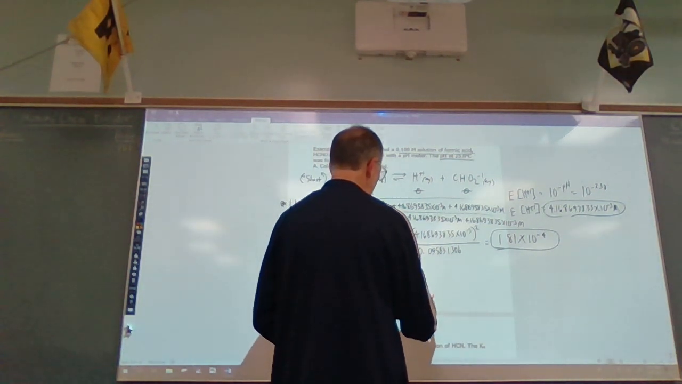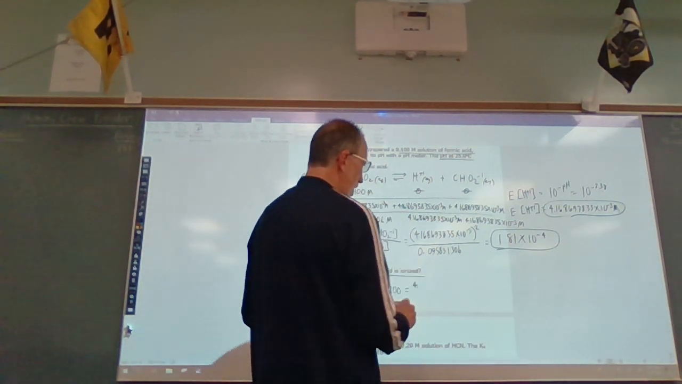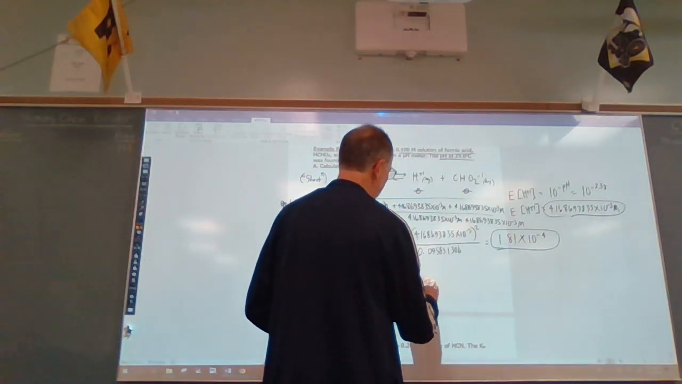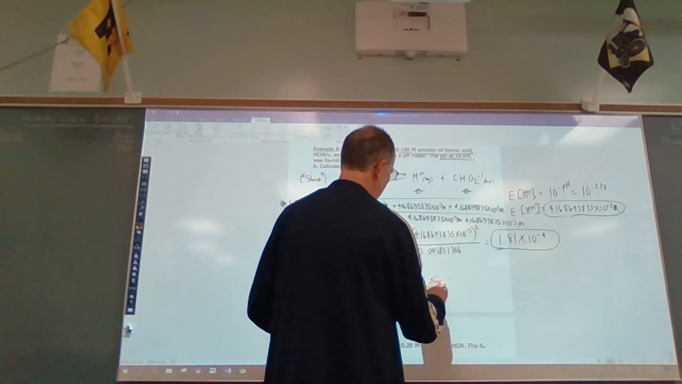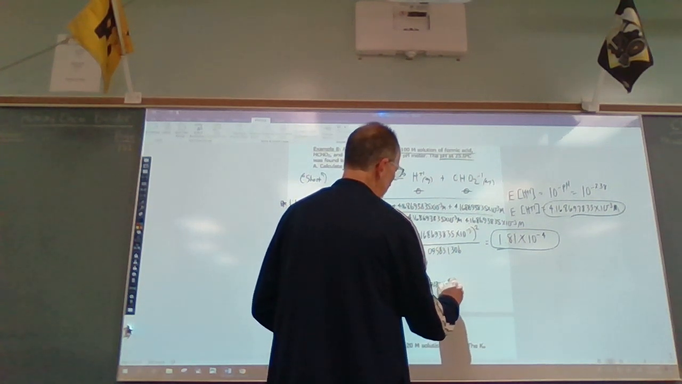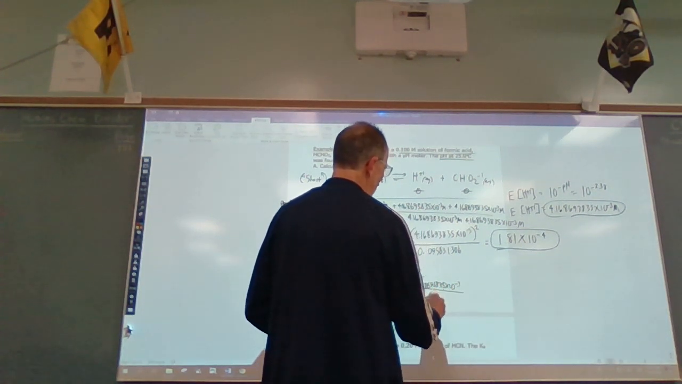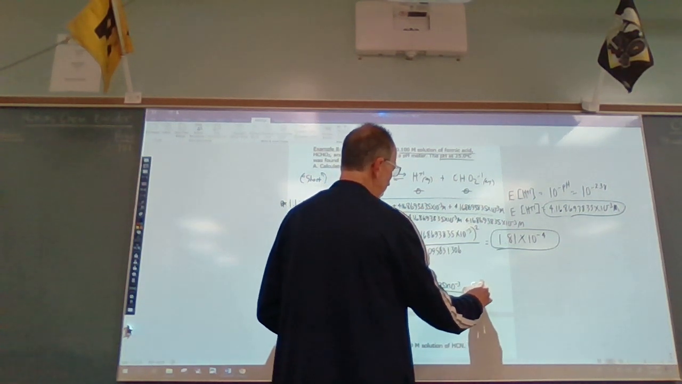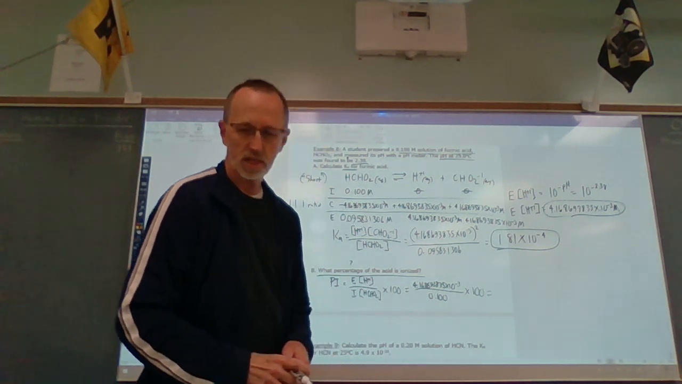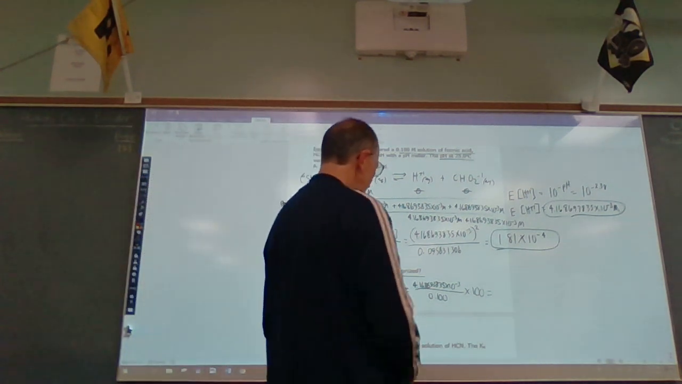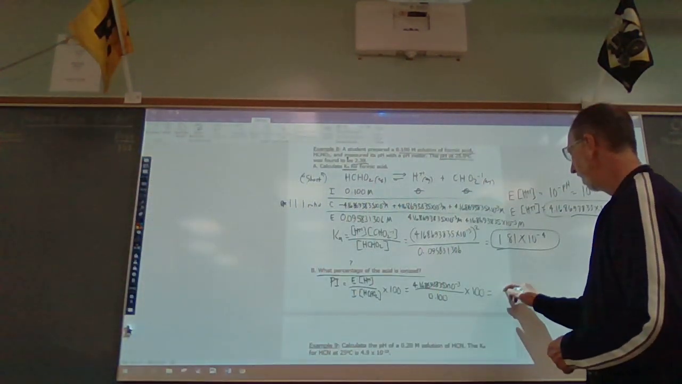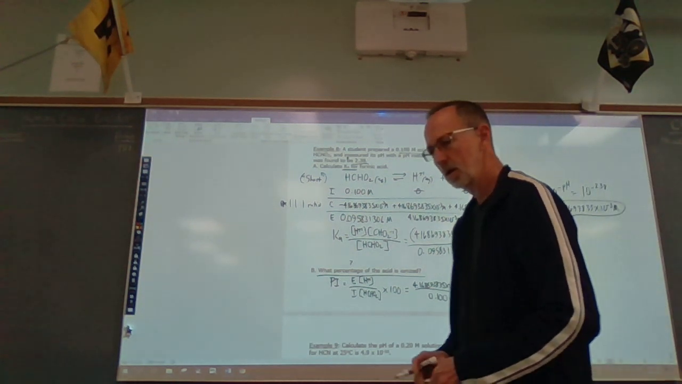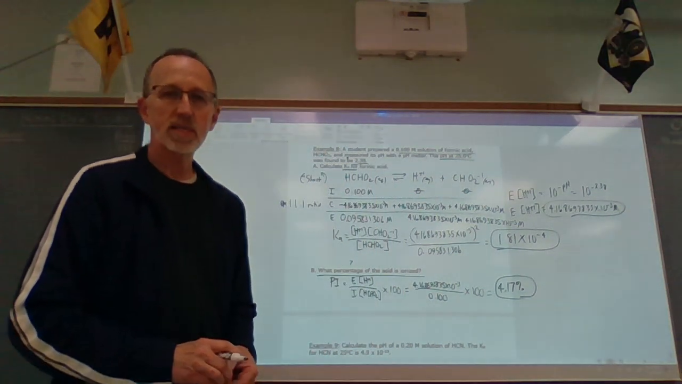And so 4.168693835 times 10 to the minus third over 0.100 times 100 to put it into a percentage. And for that, at 3 sig figs, we get 4.17%. All right? So what does that tell us?